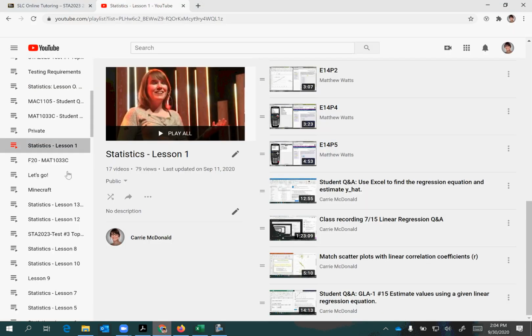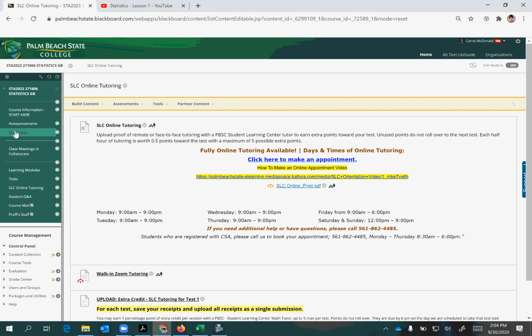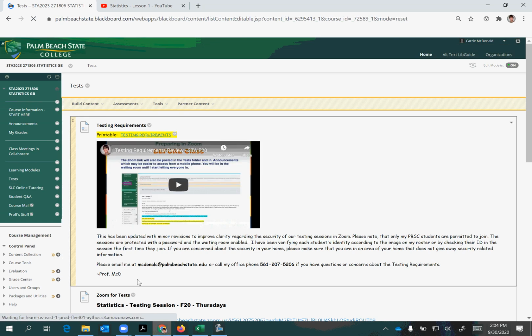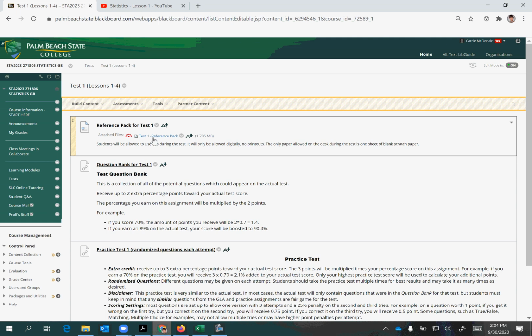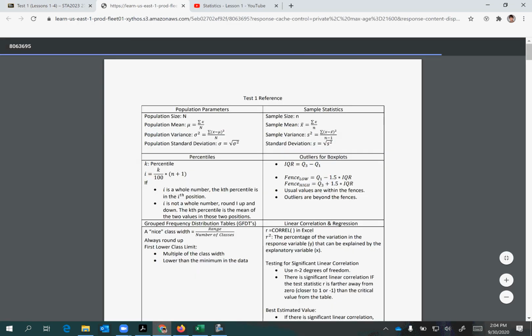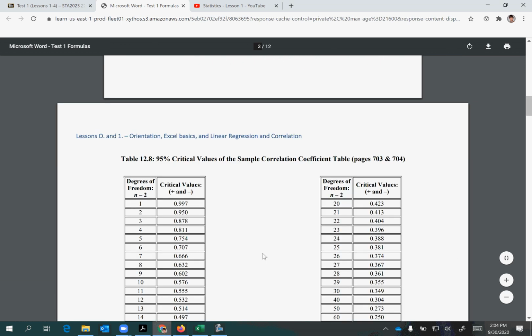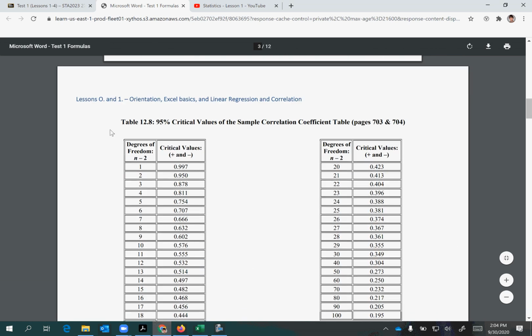We can look those up by going into our course, into the tests module, into test 1, and then clicking on the reference packet for test 1. The table is on the 3rd page, and as you can see at the top, it says 95% critical values. That refers to a confidence level of 95% and a significance level of 0.05.